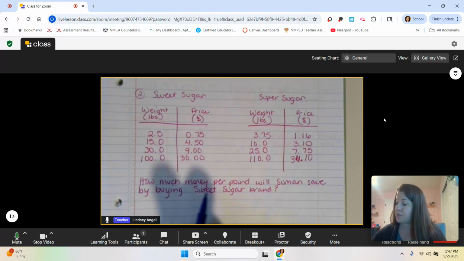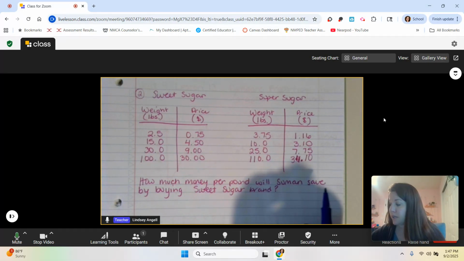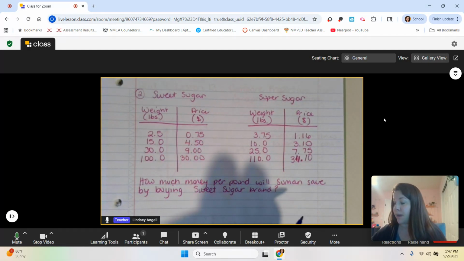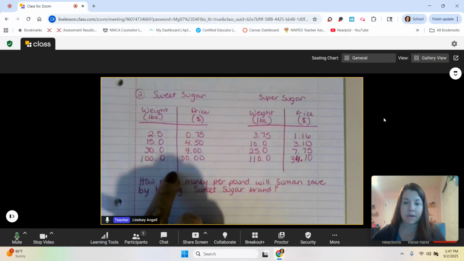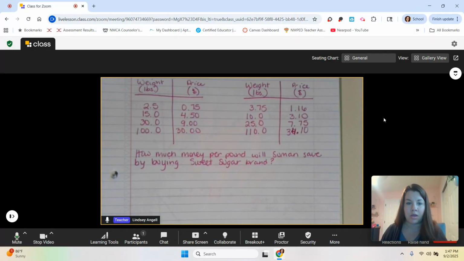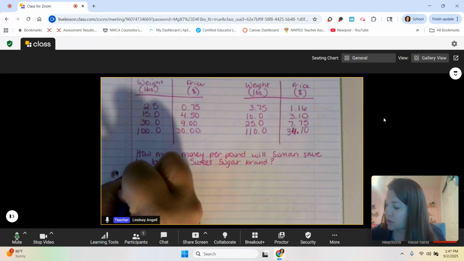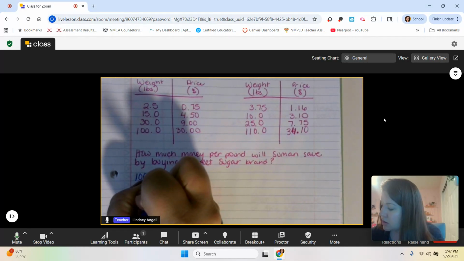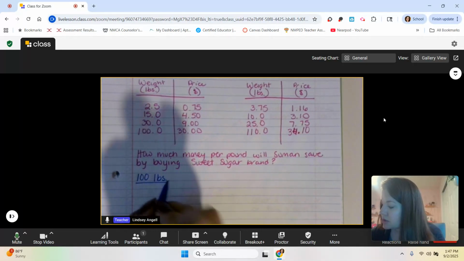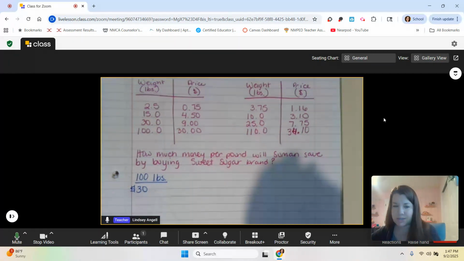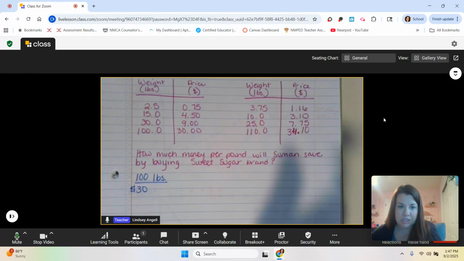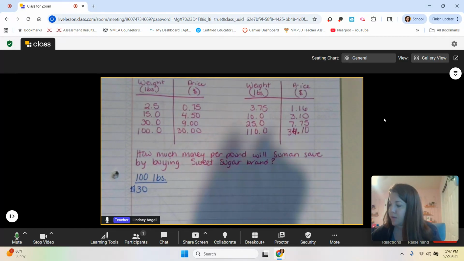So it says, how much money per pound will Suman save by buying Sweet Sugar brand? So they're already telling us, and you'll see in the problem when you get to it in your practice, that this is the better deal. Well, we want to know how much this person is saving by buying Sweet Sugar brand. So the first thing I want to do is find the unit rate of each. So I've got 100 pounds for $30. I'm just choosing that one because they're whole numbers. I like them better. 100 is easy to work with, right?